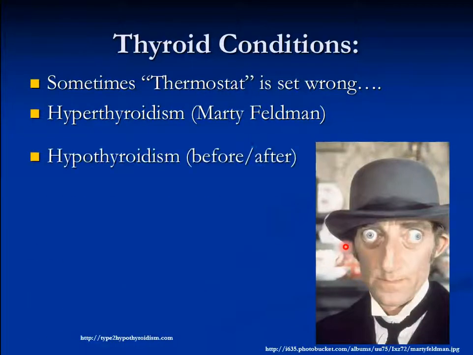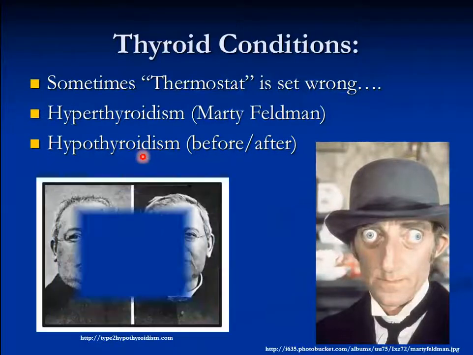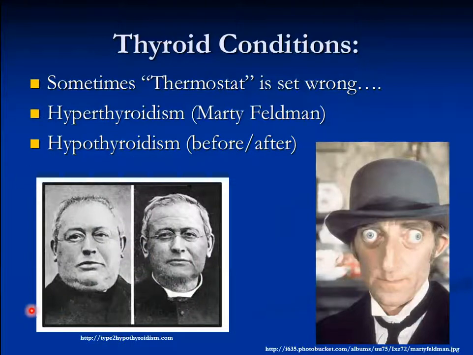Now, the opposite condition is called hypothyroidism. In this condition, a person has an underactive thyroid. And here we're going to look at a gentleman. This is him in his untreated condition. He has lower than normal levels of thyroxine, so his metabolism rate is low.